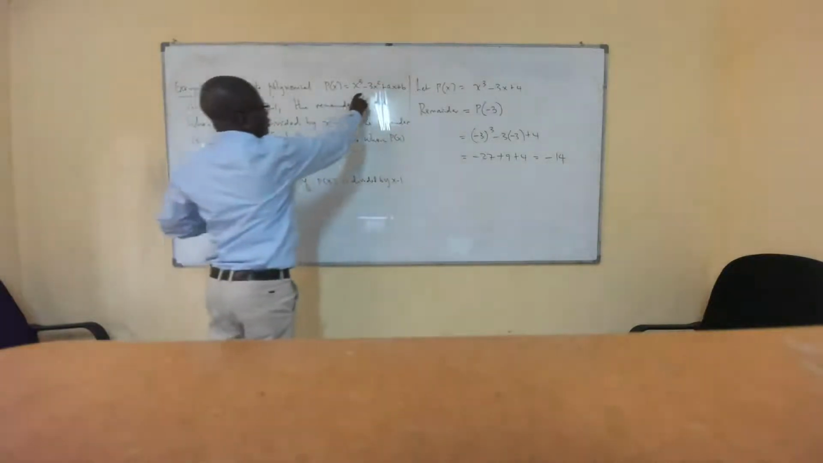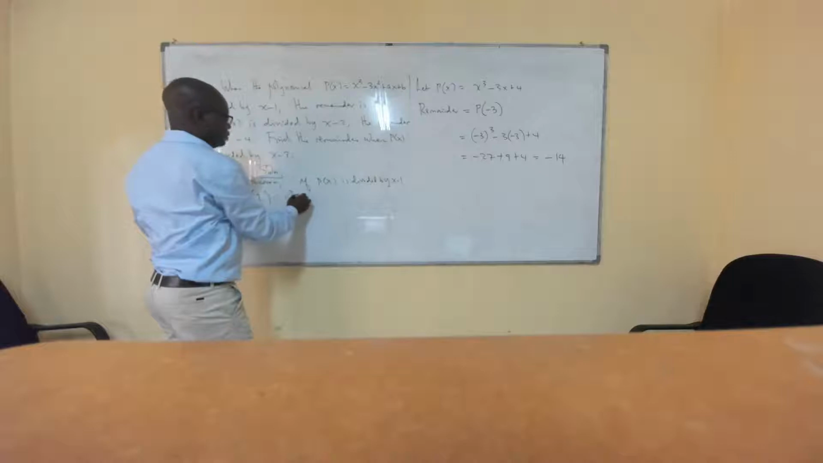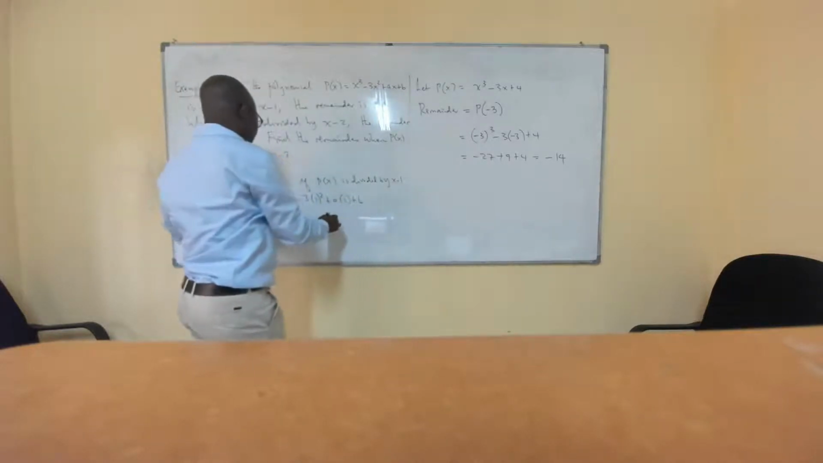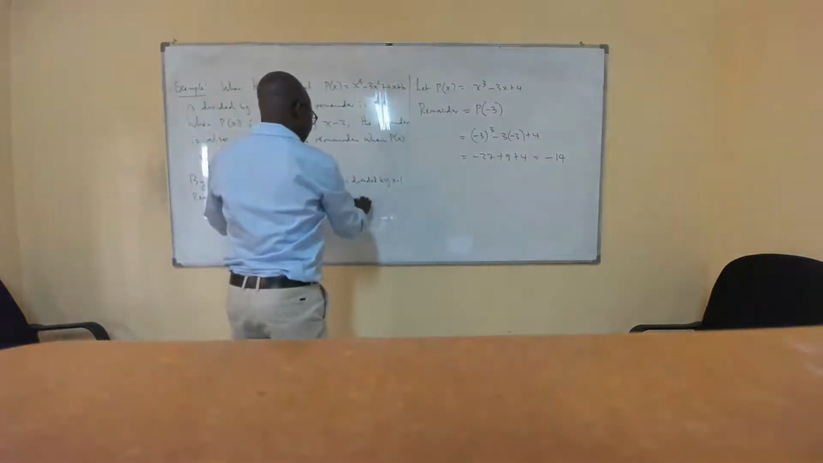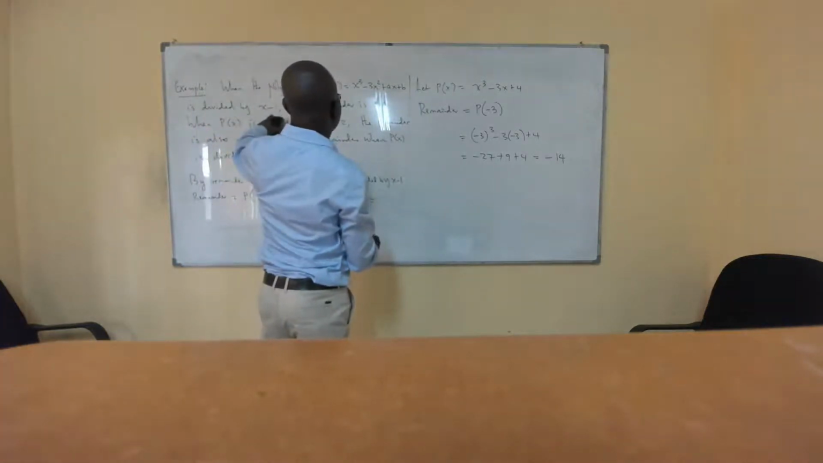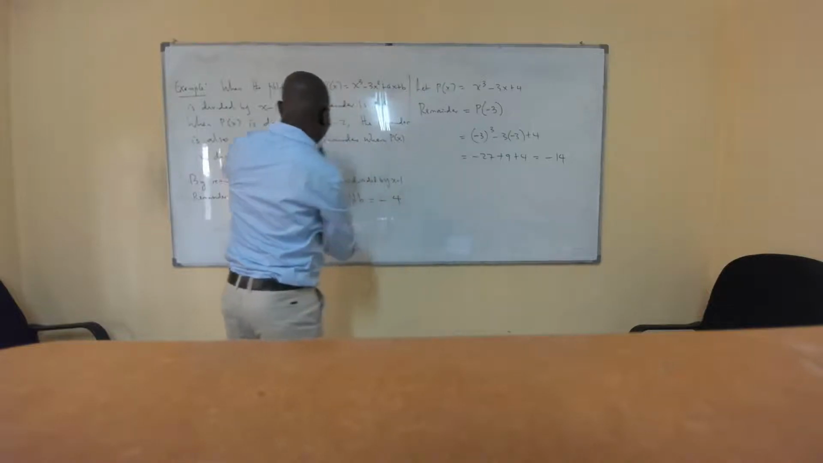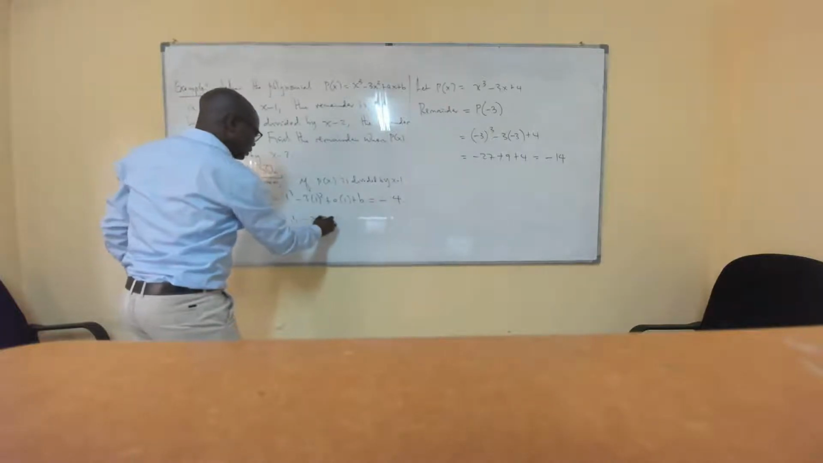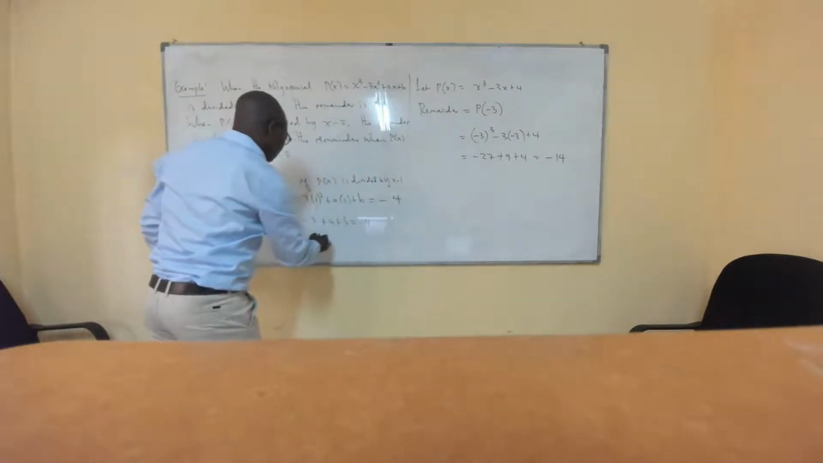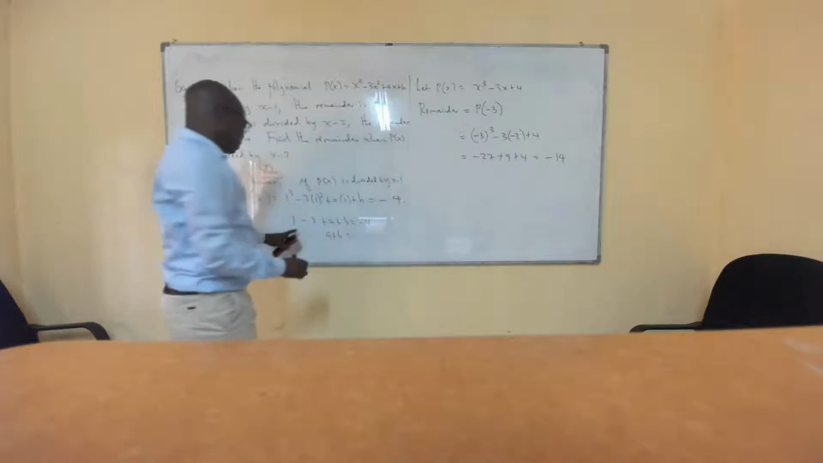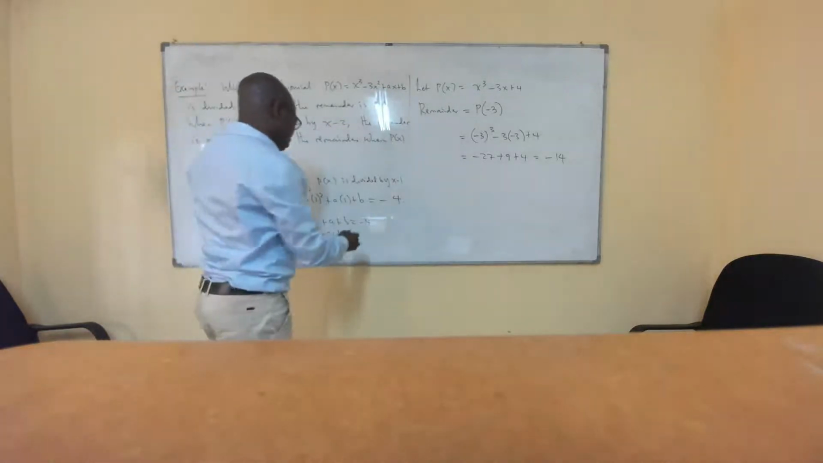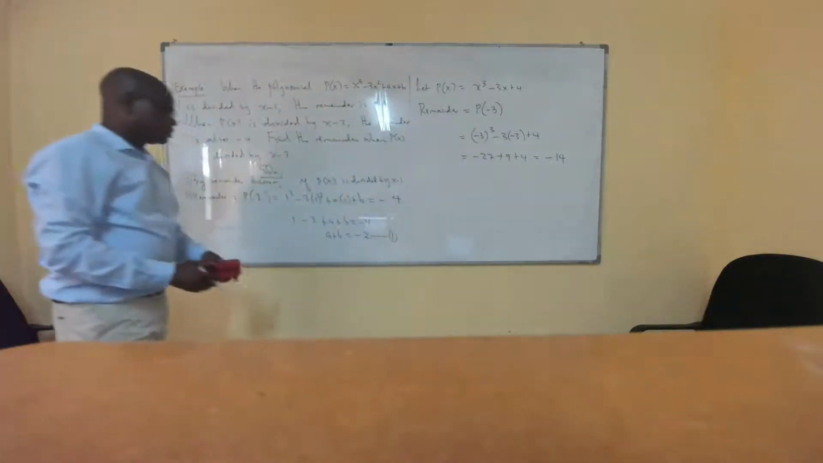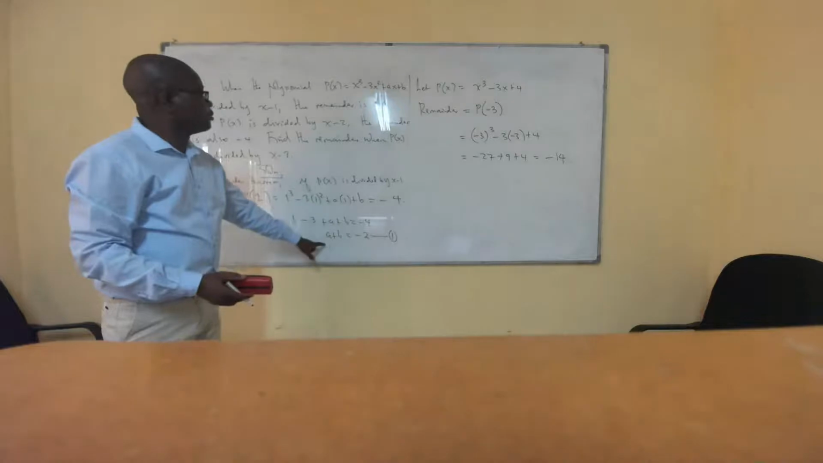But P evaluated at 1 will be 1 to the power 3 minus 3 times 1 squared plus A times 1 plus B. This should be the remainder, but it involves B. What we are given is that the remainder is minus 4. So this is an equation. We have 1 minus 3 plus A plus B equals minus 4. Therefore, A plus B is minus 2. Call this equation 1. It's an equation, okay? We have A plus B.